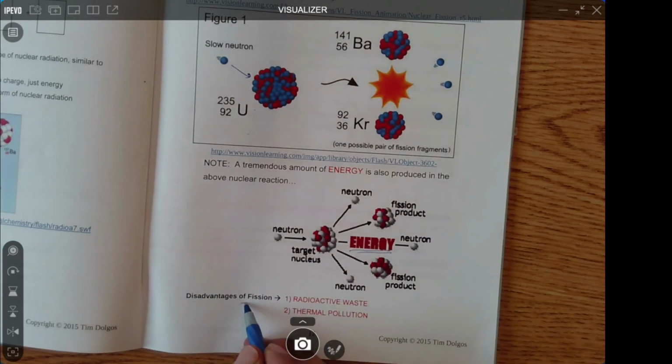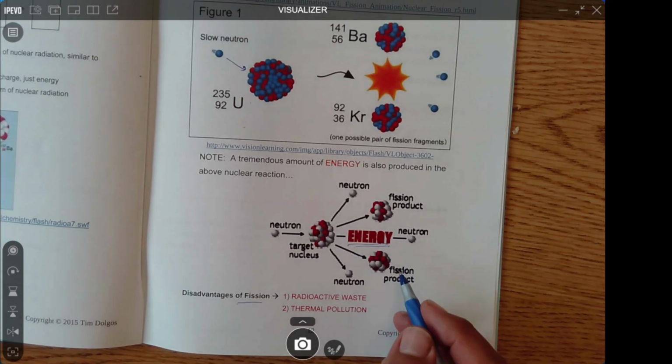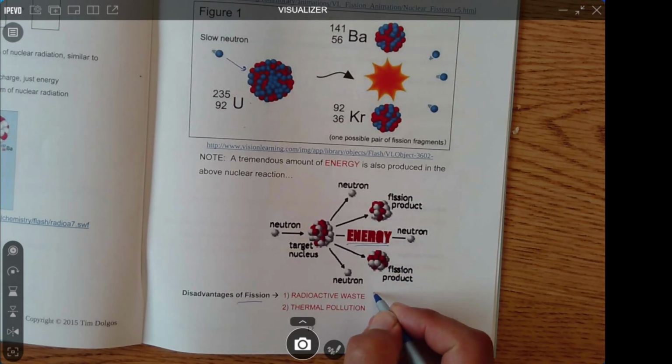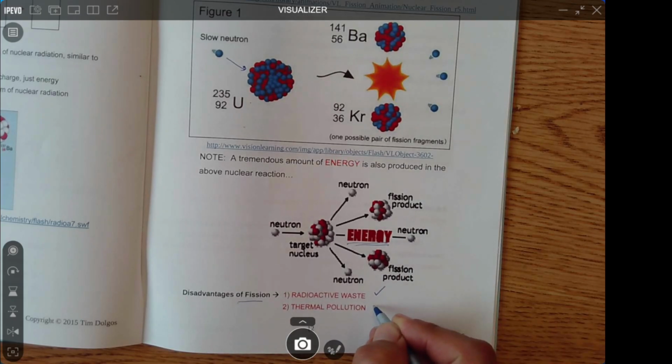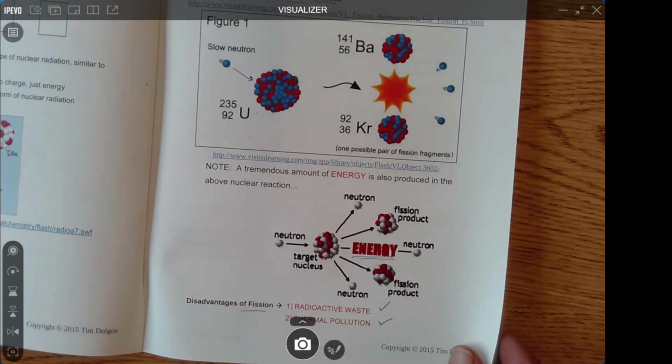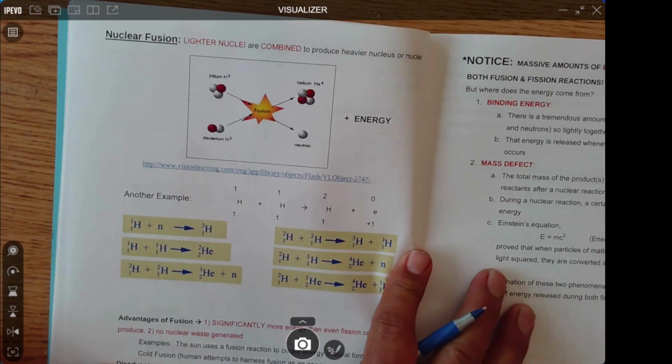The disadvantages of fission is that the chemicals or the isotopes you create emit dangerous radiation, so radioactive waste. It also produces a ton of energy. I mentioned thermal pollution. Okay, let's move on to page 4, where we'll talk more about fusion.